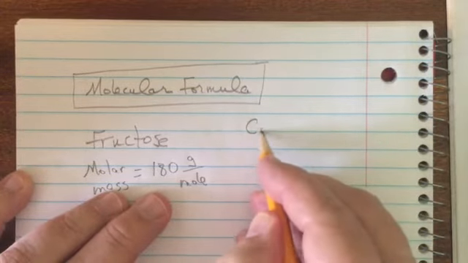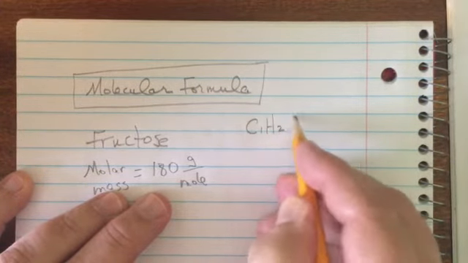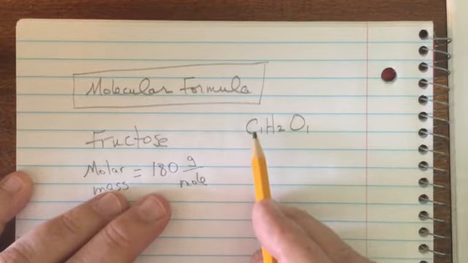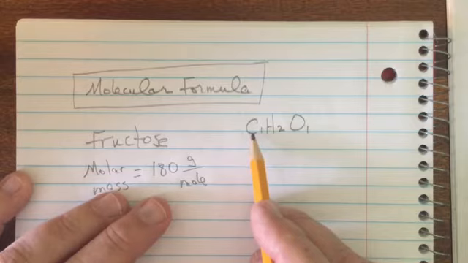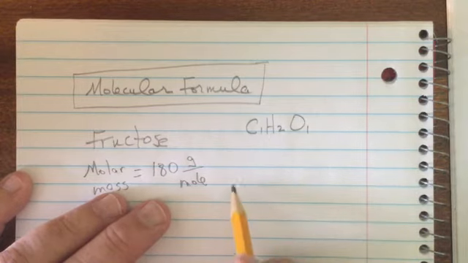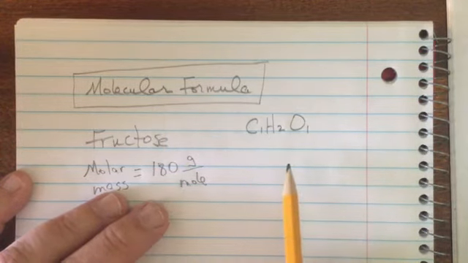and we're given the empirical formula, which is C1H2O1, perhaps this was determined in a similar way that we did the previous problem, if we had percent compositions of carbon, hydrogen, and oxygen. If this is our empirical formula, what is the molecular formula?